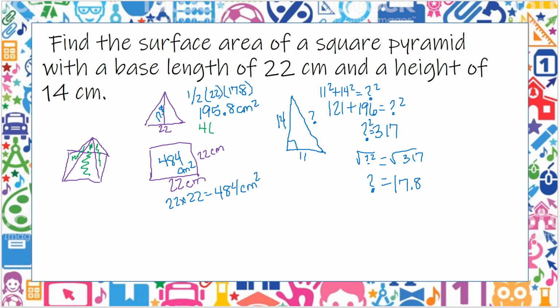So we're going to say 4 times 195.8, and we get 783.2. And we're going to add that to the 484 from the square. And that will tell us the total number of centimeters squared of wrapping paper or paint or whatever you want to do to cover this entire square pyramid. So it would take 1,267.2 to cover that entire pyramid.